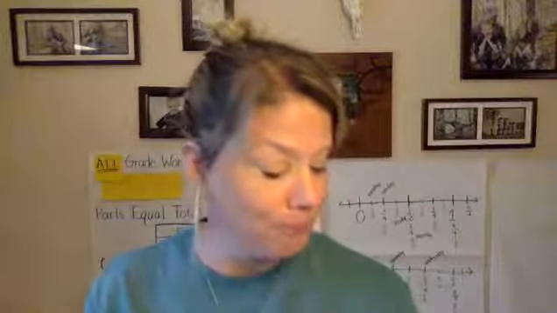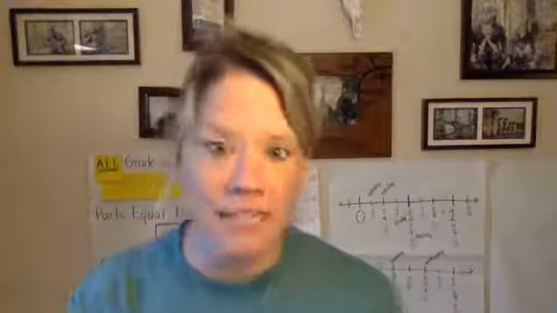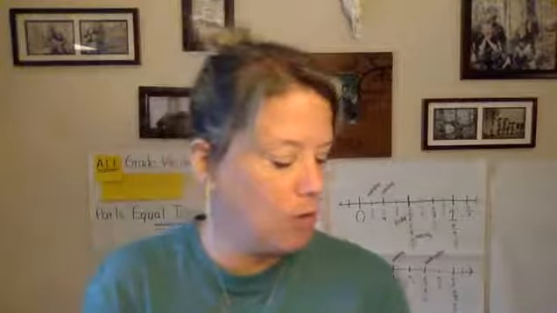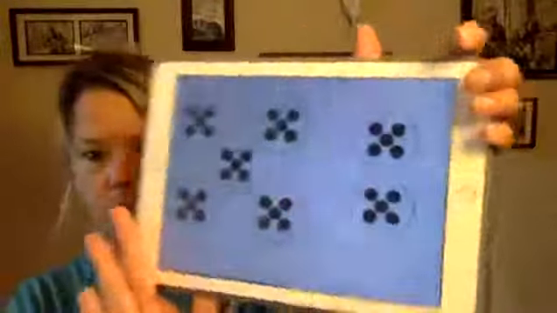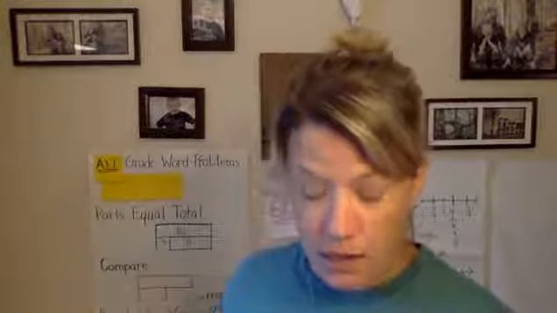Here we go. Three groups of five. It's not the same thing as five groups of three. Five plus five plus five, 15. We'll do one more. Seven groups of five. So my factors are seven and five. 35. Awesome job. Way to go.